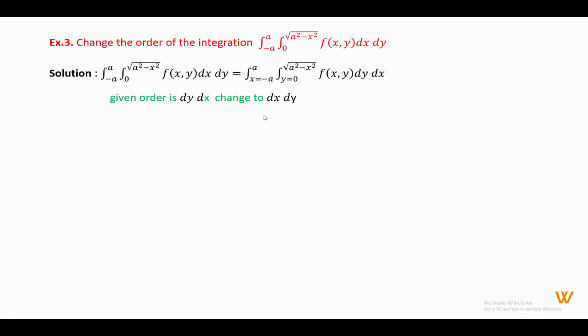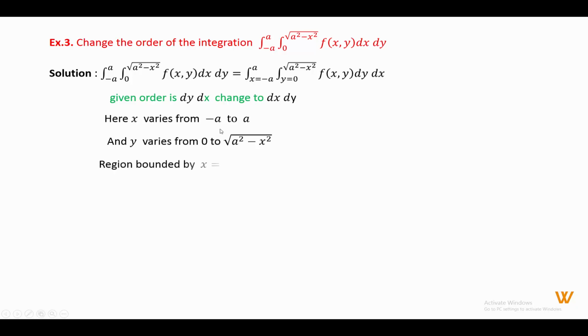Now by changing the order, find the new limits. So for that, first by using the given limits, draw the diagram. Given limits are x varies from minus a to plus a and y varies from 0 to square root a square minus x square. So the region is bounded by x equal to minus a, x equal to plus a, y equal to 0 and y equal to square root of a square minus x square.